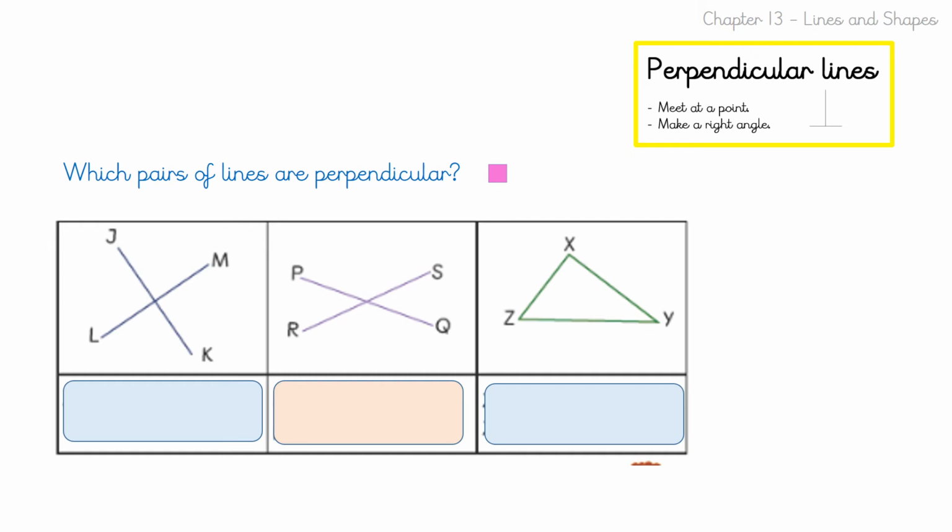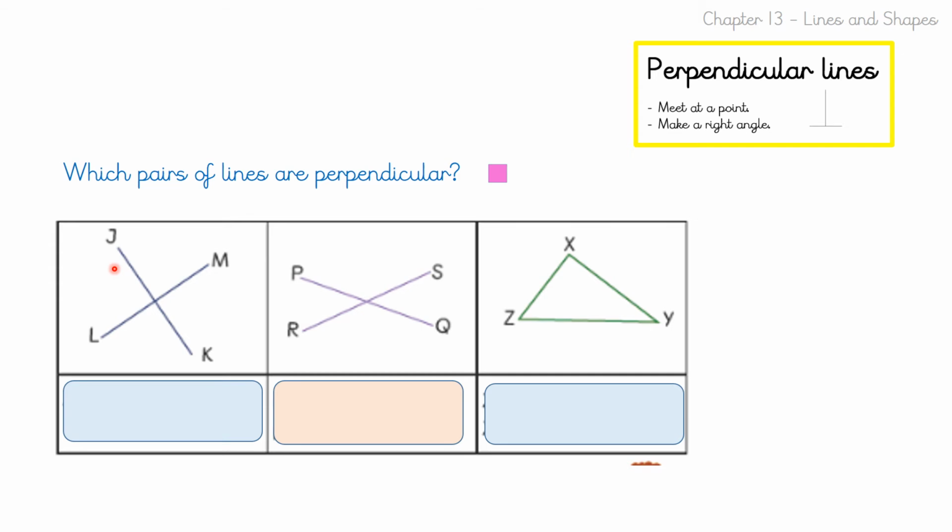Sure, it's really exciting. So now we've got 3 figures and we need to say whether they have perpendicular lines or not. Remember, perpendicular lines meet at a point and they make a right angle. And we said that the easiest way to spot perpendicular lines was by finding right angles. So let's have a look at figure A. Can you see a right angle in figure A?